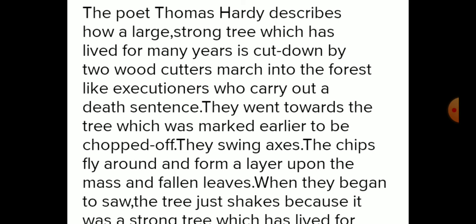Okay, and the meaning of executioner here is, an executioner is a person who carries out death sentences by hanging or shooting those who are condemned to die. So they were marching inside the forest to kill such a huge tree there in the forest. Then students, what happened here? They went towards the tree which was marked earlier to be chopped off. They swing axes. The chips fly around and form a layer upon the moss and fallen leaves.